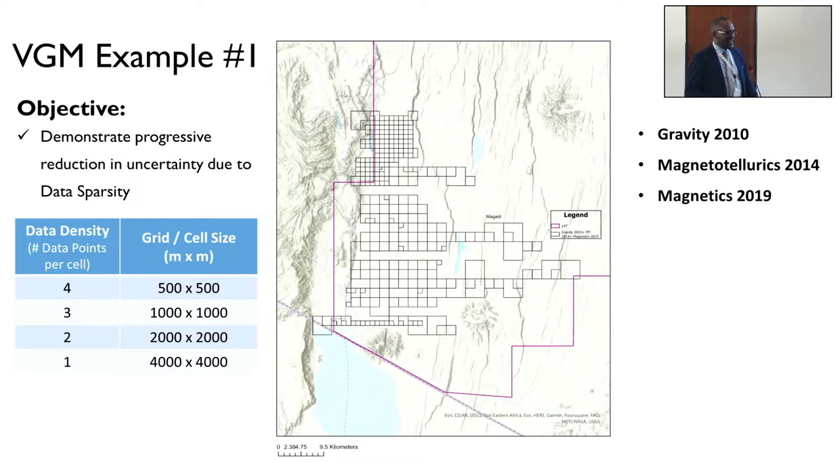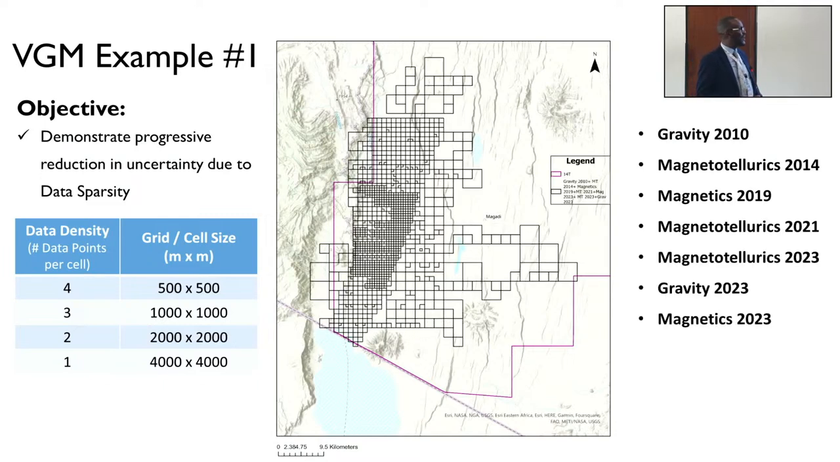We then did some magnetics in 2019, and now you can see in the northern area we have more of the 1x1 kilometer grids and more of the 2x2 kilometer, maybe one or two more of the 4x4, but we still do not have any half by half kilometer grids. So let's fast forward and look at all the other measurements we made after that.